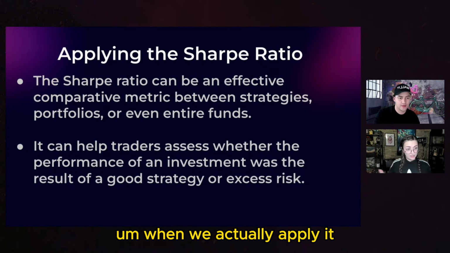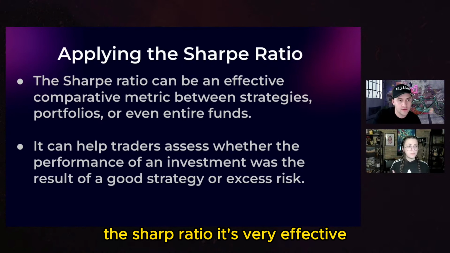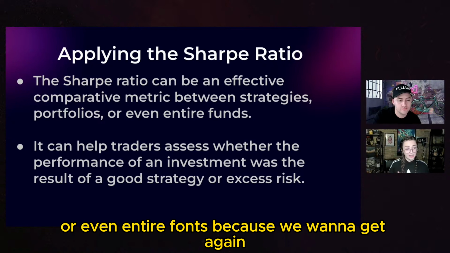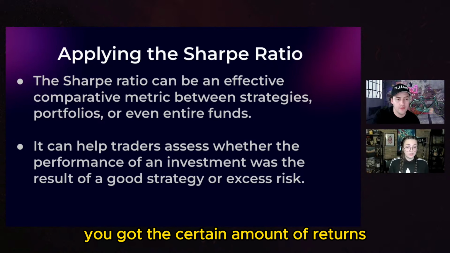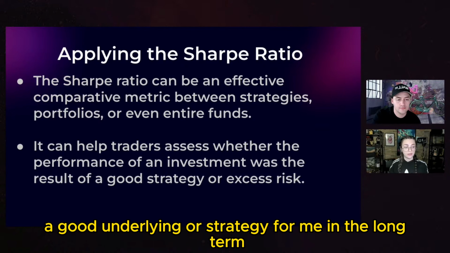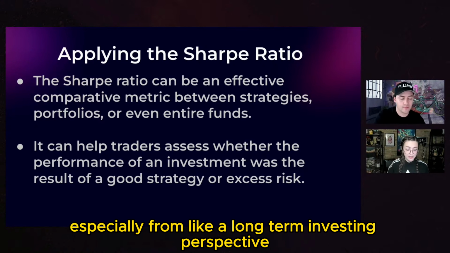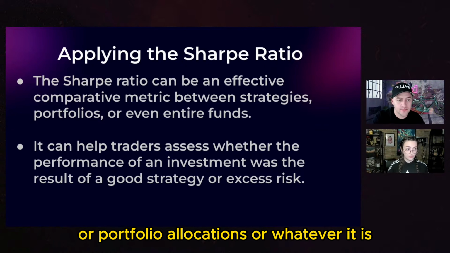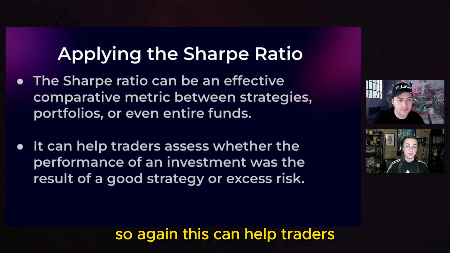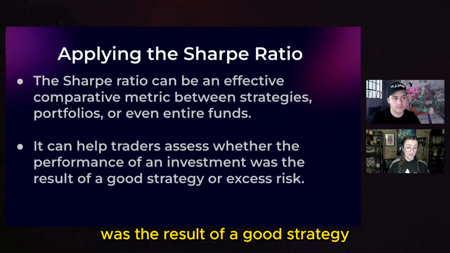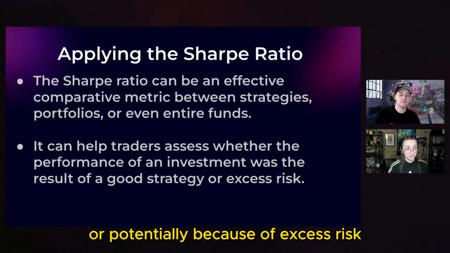But when we actually apply it, the Sharpe ratio is a very effective comparative metric between strategies, portfolios, or even entire funds. Because you got this certain amount of returns, but if you took on excessive risk, this might not be a good underlying or strategy for me in the long term. Especially from a long-term investing perspective, this is a very commonly used metric to compare different types of strategies or portfolio allocations. This can help traders assess whether the performance of an investment was the result of a good strategy or potentially because of excess risk.